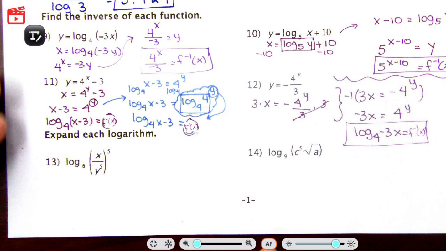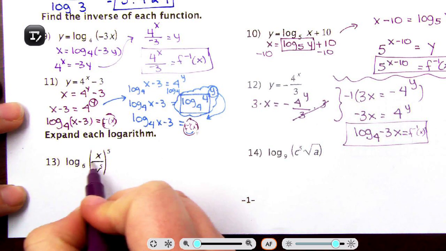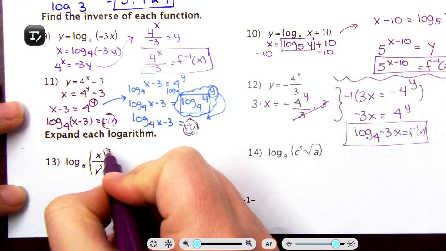All right, expand each logarithm. Use a property. We know that if it's dividing, we are subtracting. And then we have this 5 right here.